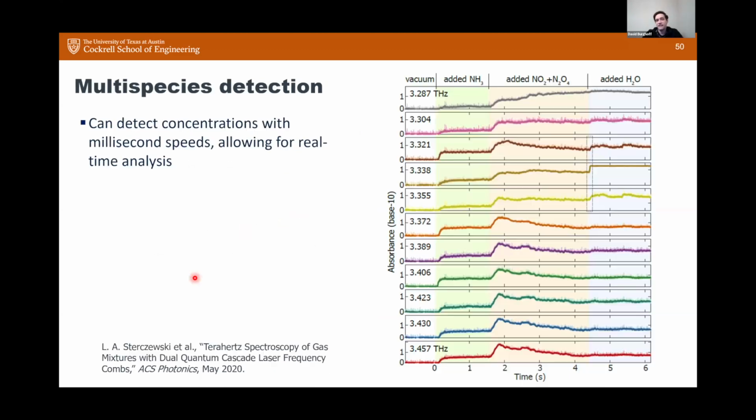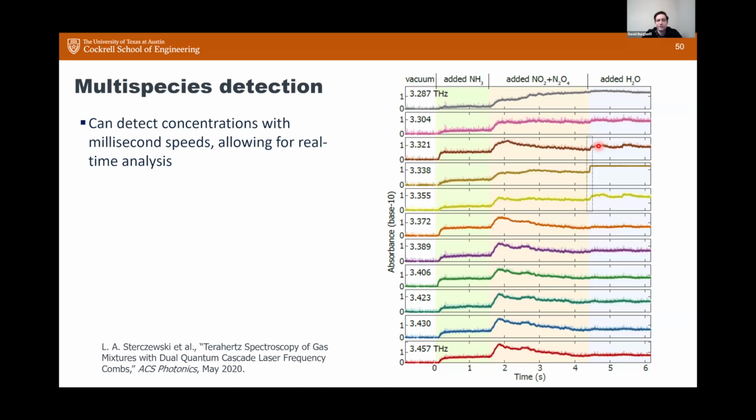You can also do multi-species detection. Because you can detect concentration so quickly and also individual frequencies so quickly, you can really do real-time analysis of gas mixing. So they showed that as you mix NH3 and NO2 and N2O4 into a gas cell, you can see all the lines change their profiles really in real time. And again, there aren't even that many lines here, maybe a dozen or so. But you can see that all the lines are behaving fairly differently from each other when each of these gases are introduced.